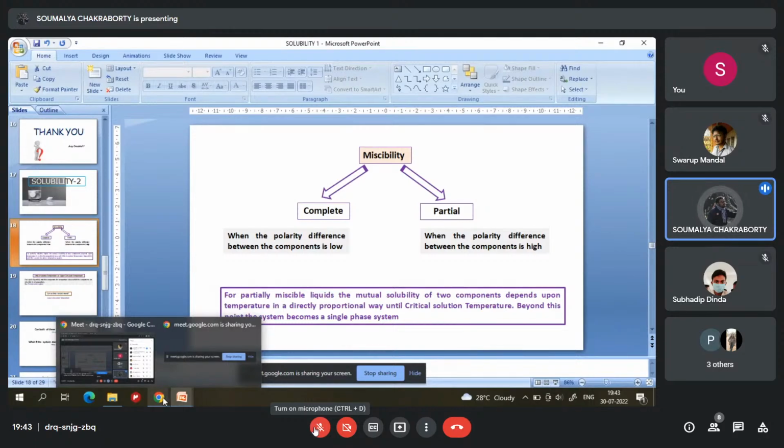So what is complete miscibility? When the polarity difference between the components is low. If liquid A and liquid B are completely miscible, they will be completely miscible in all proportions at all temperatures. But some interesting stories come for partially miscible liquids. This situation arises when the polarity difference between two components is very high. In that case, it basically forms a semipolar liquid.